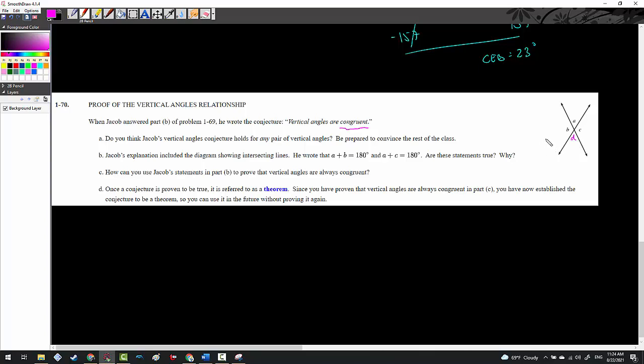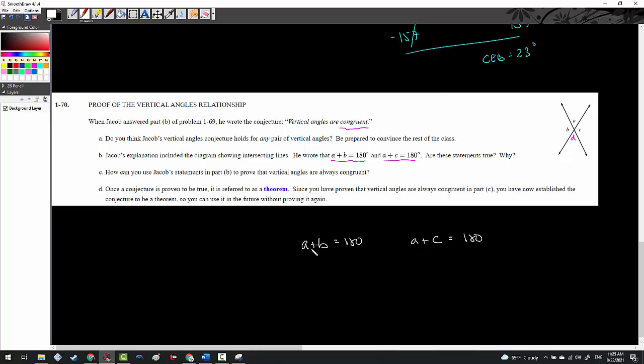So from here, how do we establish whether or not this is true? Well, we're going to use that linear pair relationship that we learned a few minutes ago, and I'm going to go based off of this thing that our buddy Jacob put down first. So he's going to say A plus B equals 180, and A plus C also equals 180.